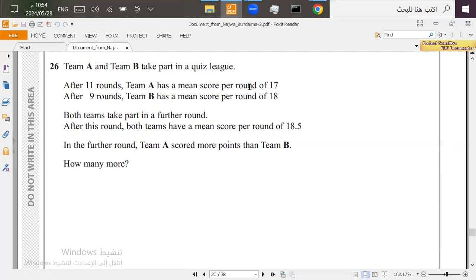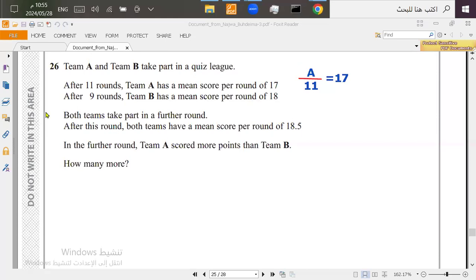So basically, first, we have to find out what's the total score of these rounds. So first, let's do it here. The mean of these 11 rounds is 17. So let's call this team A. If I divide the total points of the 11 rounds by 11, because there are 11 rounds, I will get 17. So this calculation will help me find out the total score for 11 rounds.